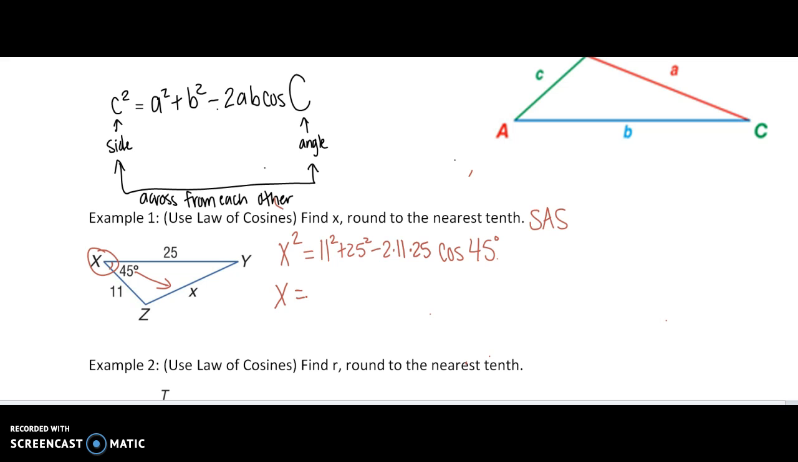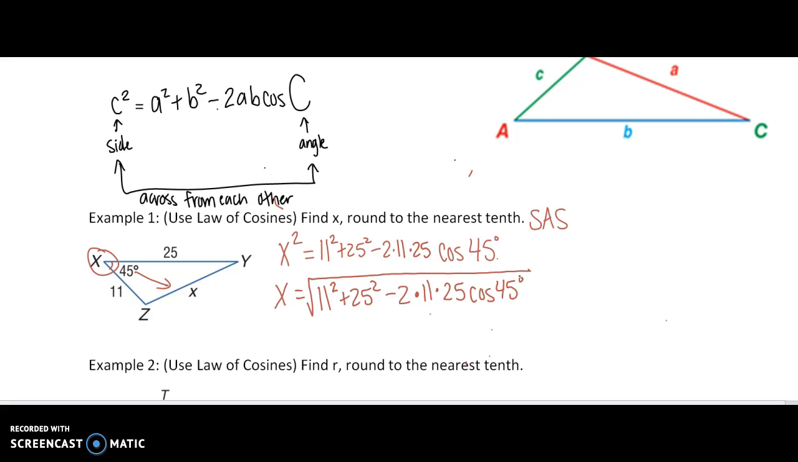Okay, so if I've got x squared, how do I undo square? That is with the square root function. So I'm going to take the square root of both sides of my equation. In the calculator, I can just type in the square root of 11 squared plus 25 squared minus 2 times 11 times 25 times the cosine of 45 degrees.